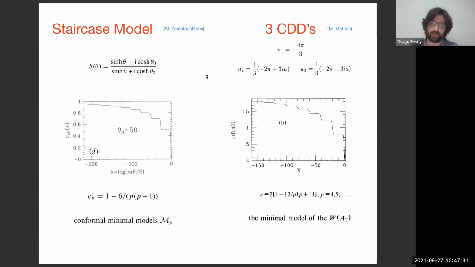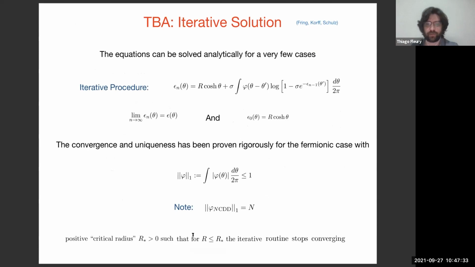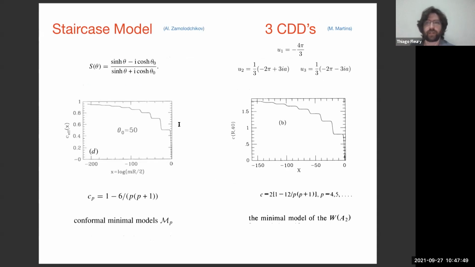I forgot to mention in the last slide, there was this last comment. So in many cases, when you apply these iterative solutions, it becomes very slow and then stops converging for some values of R. And these are two cases where you can take R up to 0. So the TBA iterative procedure always converges.